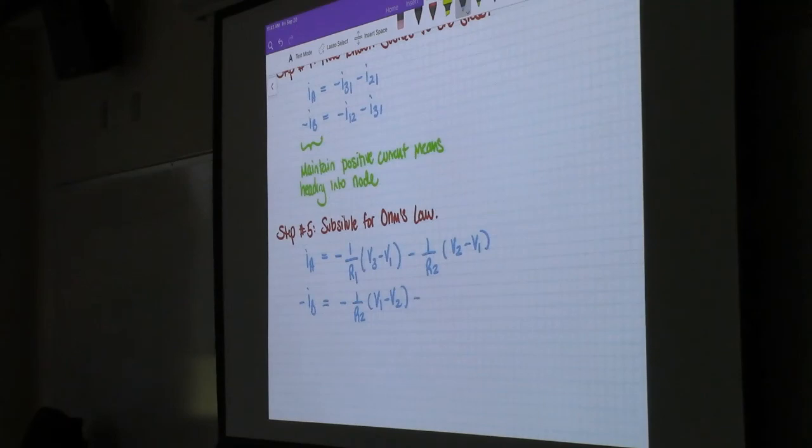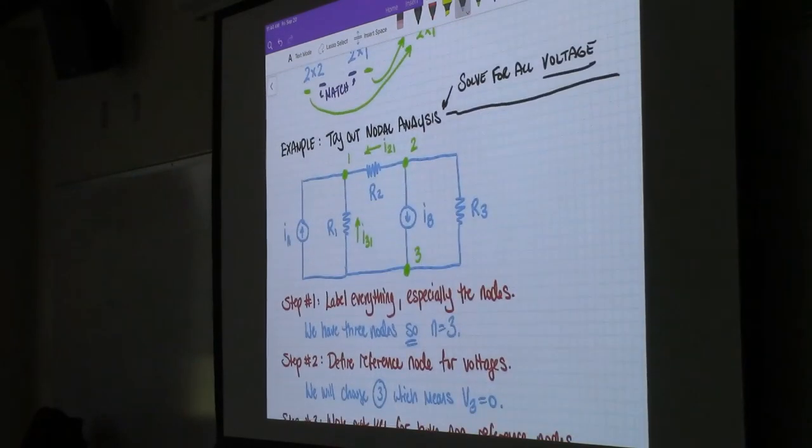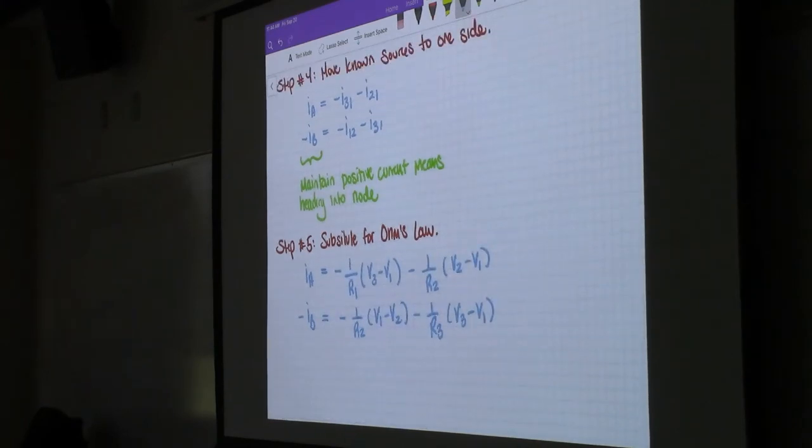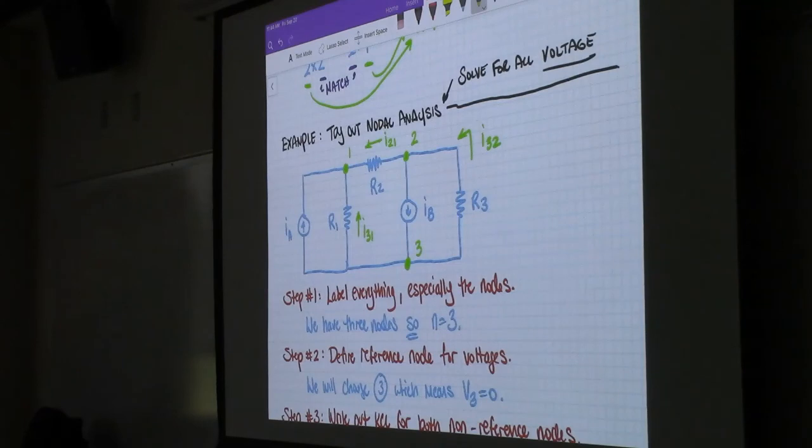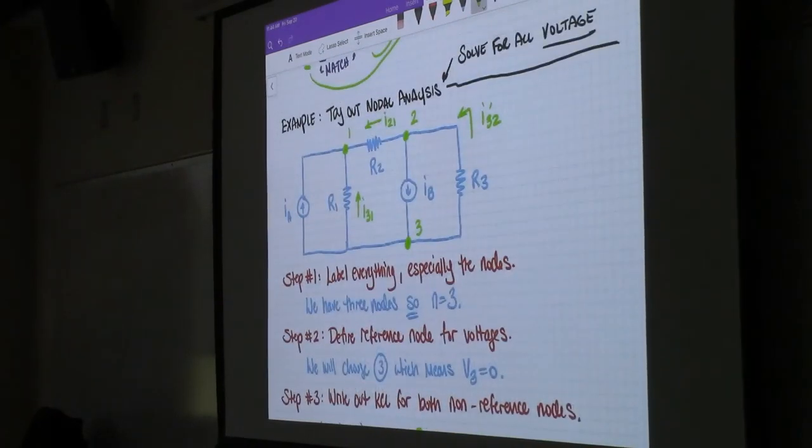And lastly, we have 1 over R3 is V3 minus V1. No. That's a mistake. And for this one, there's a little bit of ambiguity because there's actually two I32s, right? There's two parallel branches, so I'll label that one to indicate which one we're talking about. And maybe I should give that a prime or something.